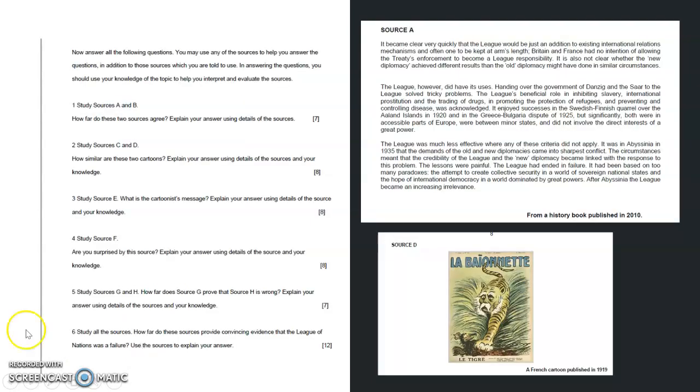Number 6, study all the sources. How far do these sources provide convincing evidence that the League of Nations was a failure? Use the sources to explain your answer. For this one, you have to evaluate all the sources. How far do these sources provide convincing evidence? You can say that all the sources actually support this, or you can say sources A, B, and D did not support. You have to explain why.